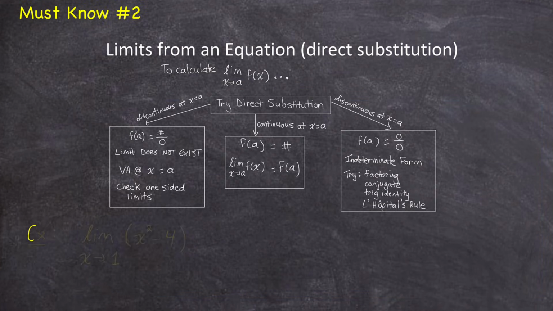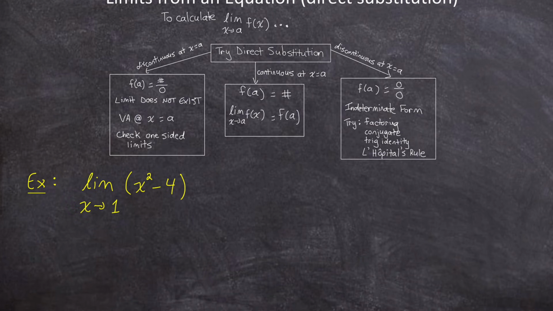Let's do an example where we find the limit of this function x squared minus 4 as x approaches 1. If I want to calculate that limit, I'll start by doing direct substitution. Just sub this x value into our function for x. So I would just have 1 squared minus 4, which is negative 3. And that's it. Since we were able to get a value when we did direct substitution, that's the value of the limit.